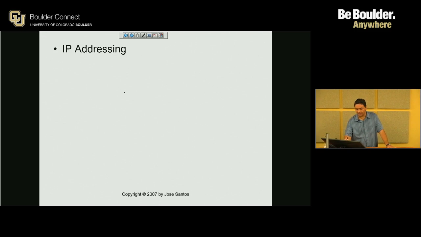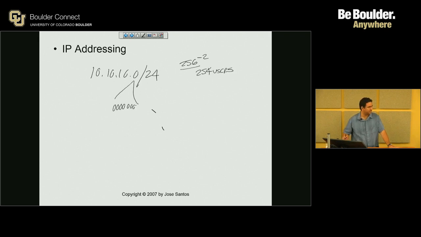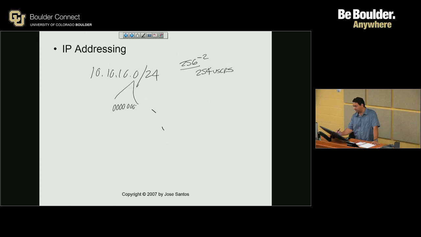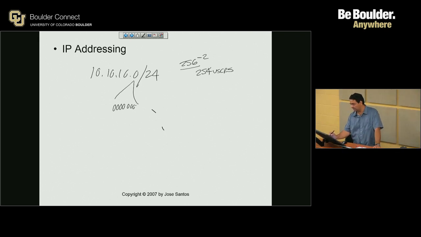But still, if we take a look at one IP space, 10.10.10.0/24, how many computers are we talking about? 254 users, right? Where do we get the 256 from? Remember, we have 8 bits in each one of these bytes, right? And then how many combinations? 2 to the 8 combinations, 256.